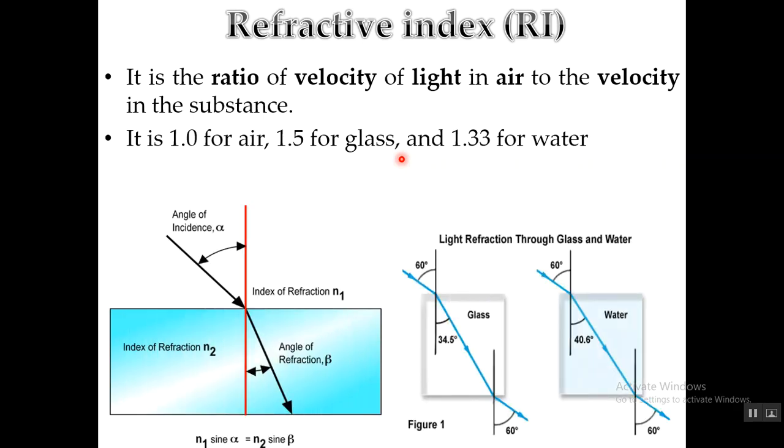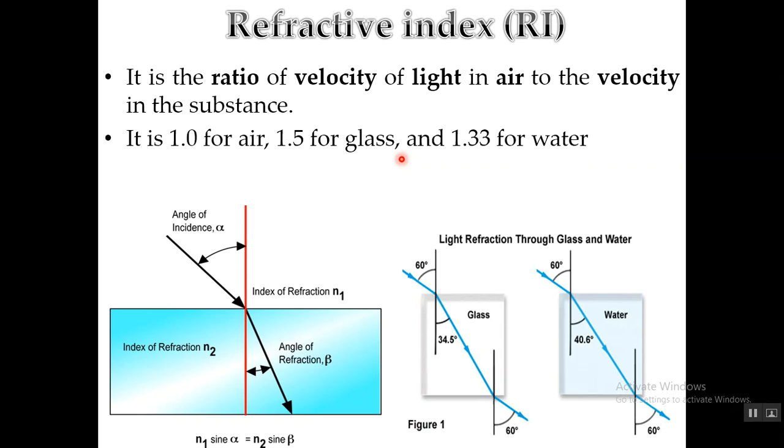Again, two factors affect the refraction of the light when it passes from one medium to another. The first one is the incidence angle. If it is right, no refraction. If acute, there is a refraction. Number two, the refractive index of the medium. The refractive index for air is 1, for glass 1.5, for water 1.3.